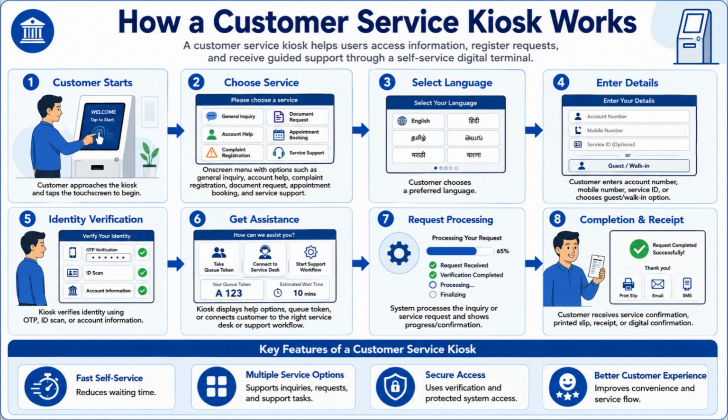Then, the request moves into the processing stage. At this point, the system receives the inquiry or service request, verifies the details, and shows the progress on screen. The customer can see whether the request is being processed, confirmed, or finalized. Finally, once the request is completed, the customer receives confirmation. This may come in the form of a printed slip, receipt, or digital confirmation through email or SMS. The service session is then completed successfully.